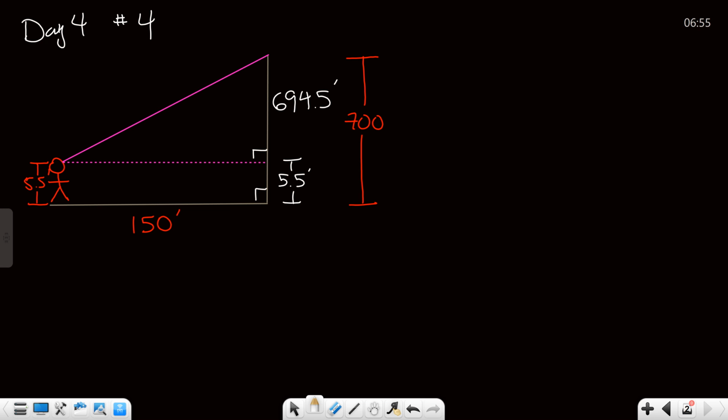So you'll notice the person is 5.5 feet. Note 5 foot 6 inches is not 5.6 feet. There's 12 inches in a foot, so therefore 5 feet 6 inches is actually equal to 5.5 feet. Okay? So we have this scenario, which is basically a rectangle sitting on top of a right triangle.